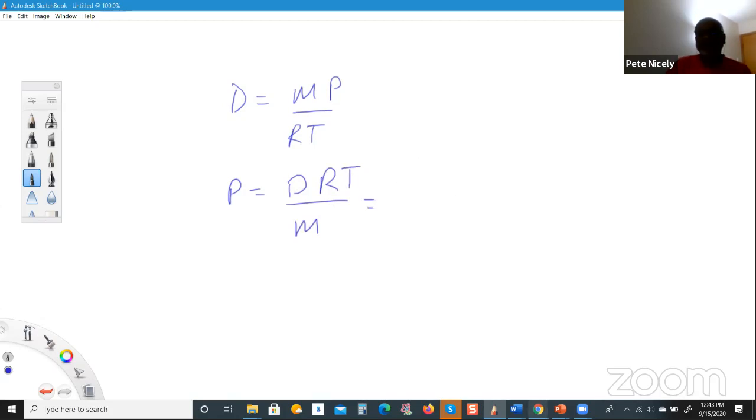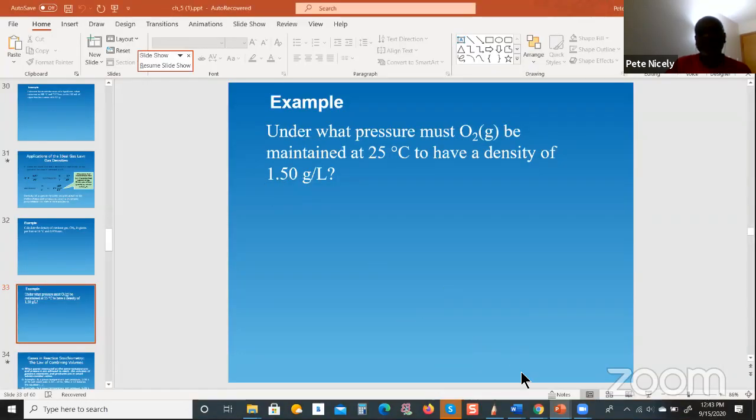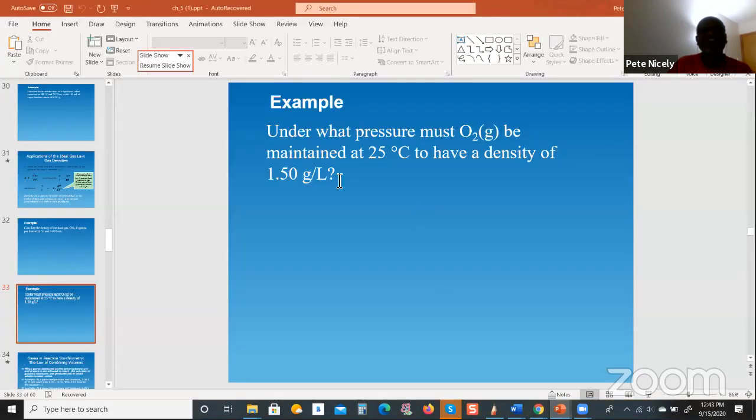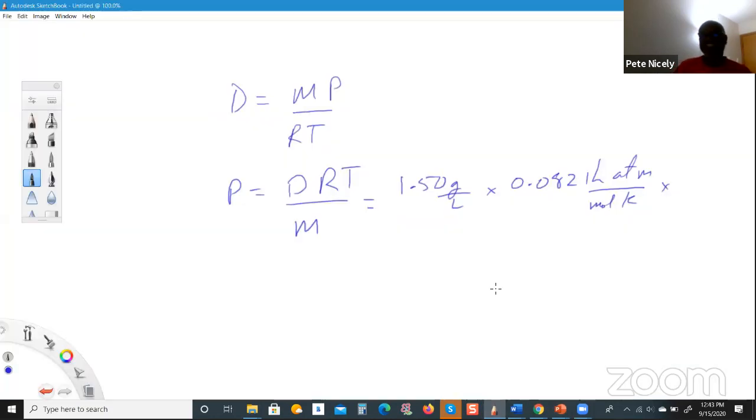According to the question, D is equal to the density, which is 1.50 grams per liter. So we're going to put 1.50 grams per liter times R. What is R? Same thing, 0.0821 liters atmospheres over mole Kelvin, times the temperature. What's the temperature? Let's see what the question says. The temperature is 25 degrees Celsius. So again, we have to convert to Kelvin, which is equal to 298 Kelvin.